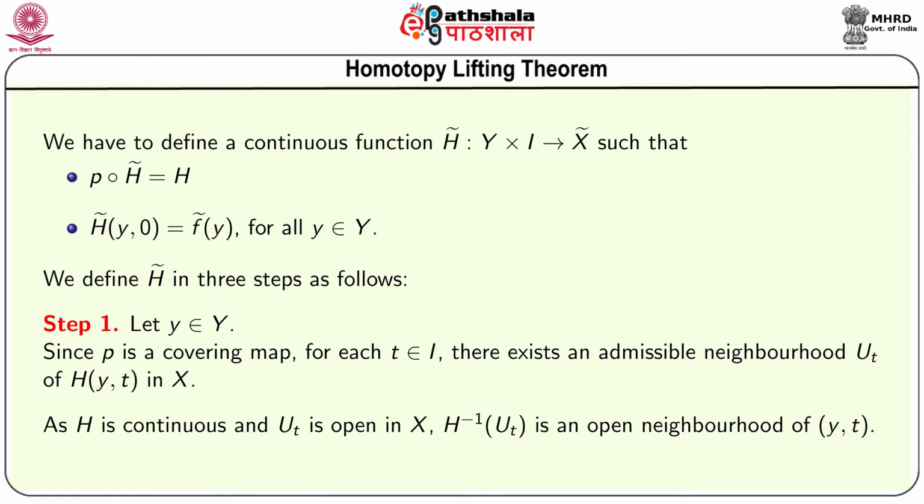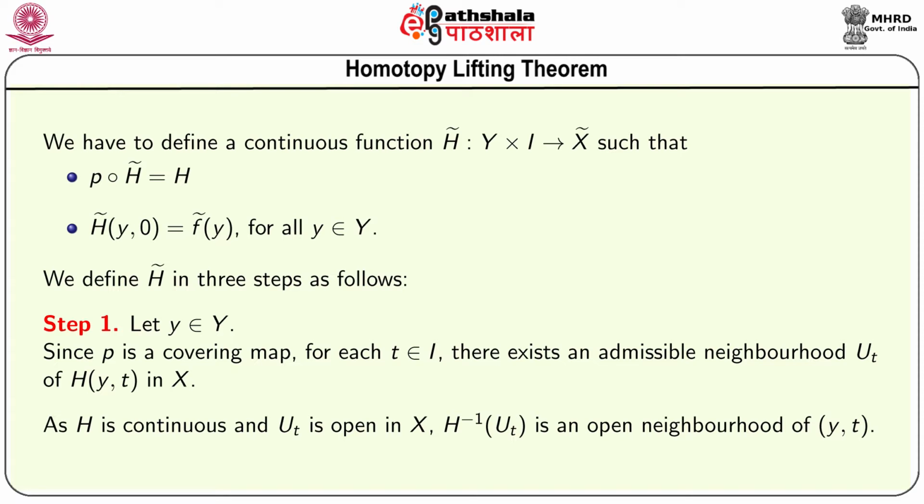Now we have to define a continuous function H tilde such that P composed H tilde is equal to H and H tilde (y, 0) is f tilde y for all y belonging to capital Y. So we define this H tilde in 3 steps. Step 1 is that we take a point y from capital Y.